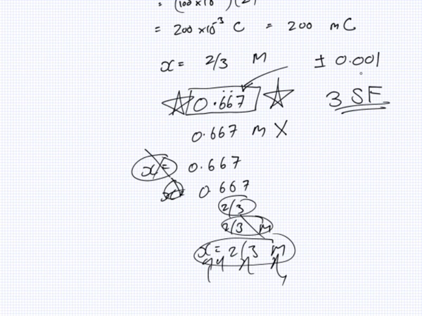Why is it 10 to the minus 3? Milli, yeah. It wasn't Q equals I over T. Q is equal to IT. I sure hope that's what the formula I gave you said. Yeah, Q equals IT. Got that?